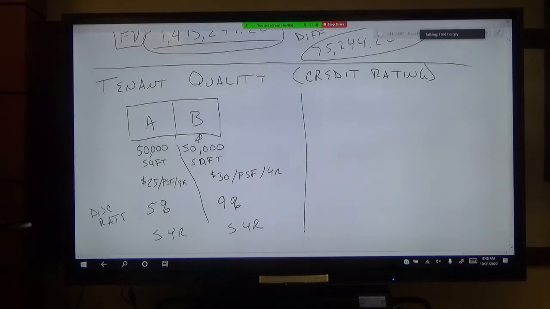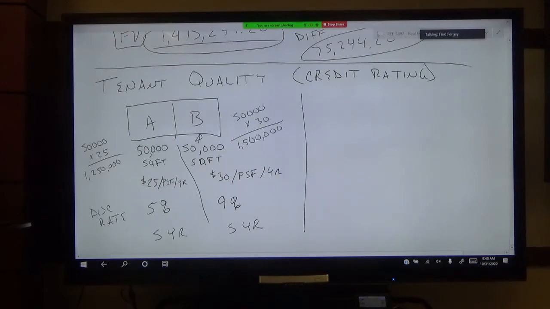Let's take a look then at how this would work out. All right, so first of all, 50,000 square feet times $25 a year is $1,250,000. Okay, over here, 1.5. Yep.